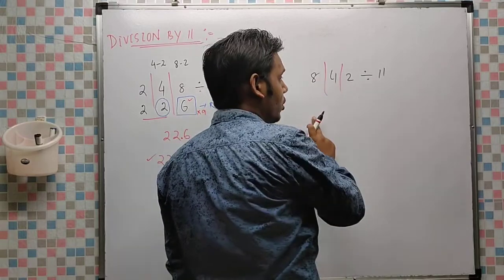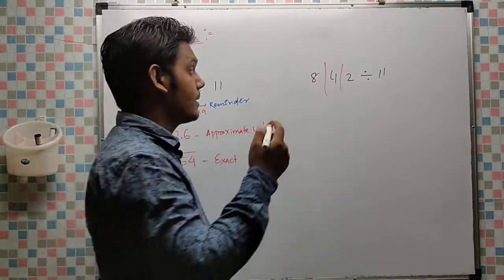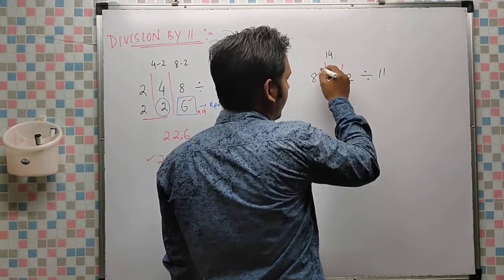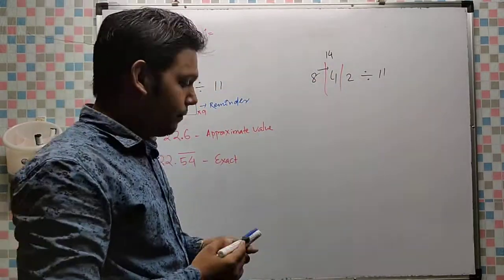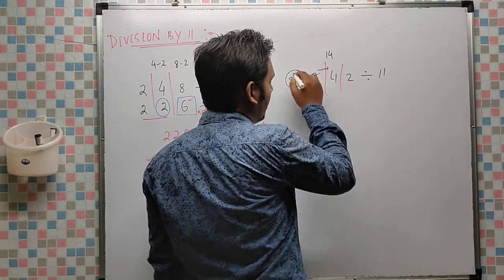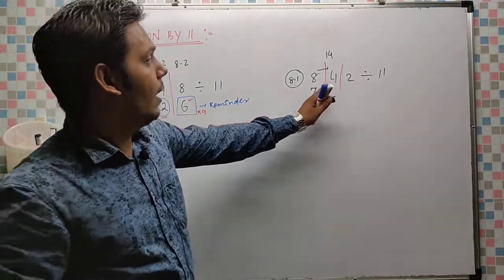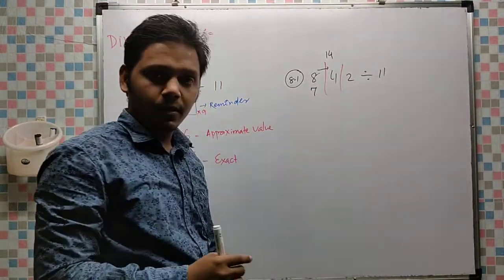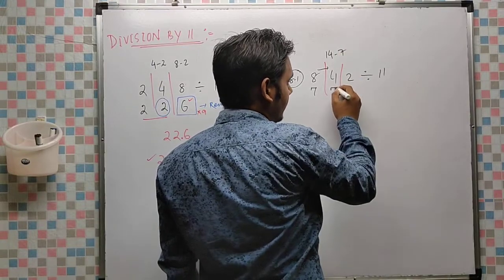So 4 minus 8 is not possible. Now what do I have to do? I have to donate 1, so that this 4 will change to 14. From 8 I take 1, so that this 4 becomes 14, and this 8 turns to 7, because we have given 1 to the next place. Now 14 minus 7 is possible. So 14 minus 7 is 7.